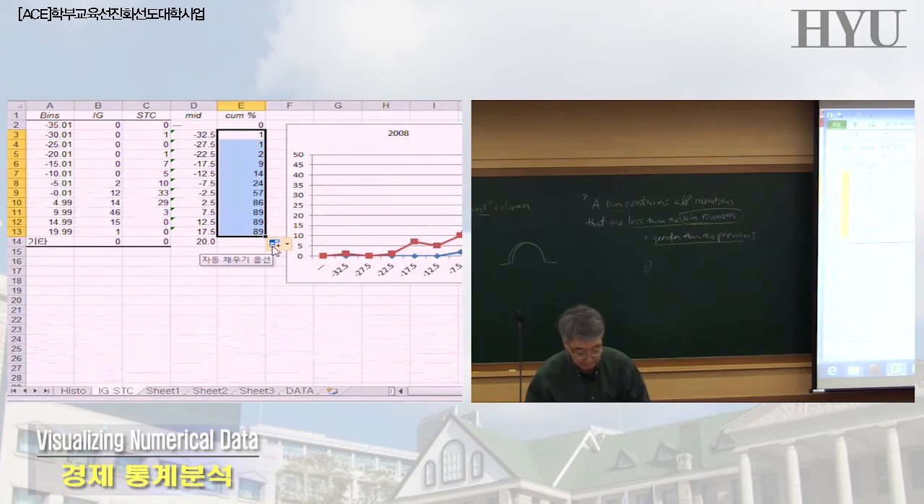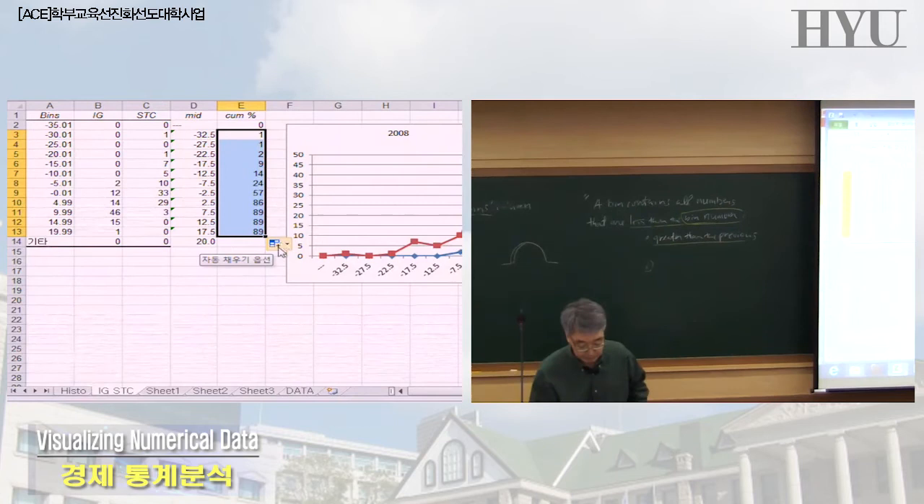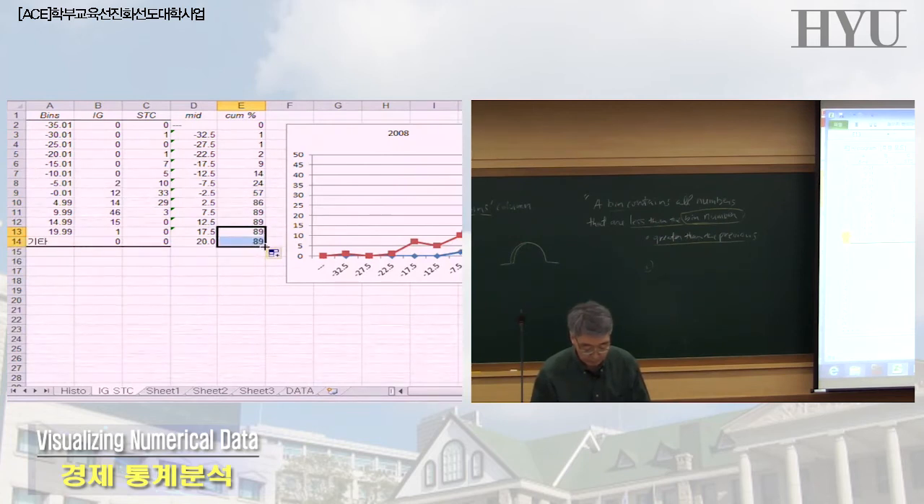I don't know what happened. We have 89. We're supposed to have 90, but somehow we are missing one. But that's not the point here right now. So we have a total of 89 here. Anyway.